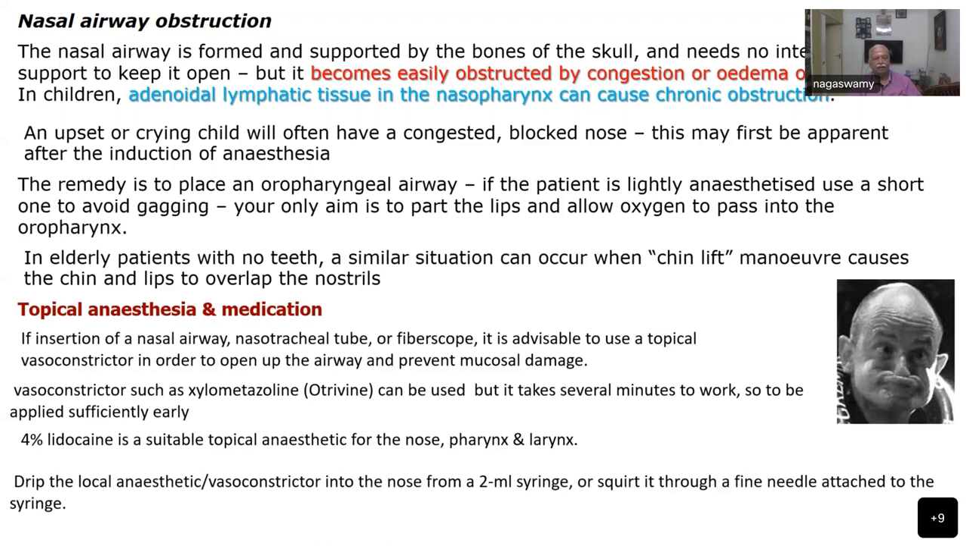Instill the local anesthetic vasoconstrictor into the nose with a 2 ml syringe. You put it through a fine needle attached to the syringe. An atomizer using oxygen flow can also be used.